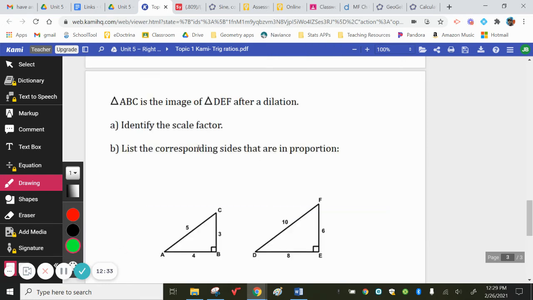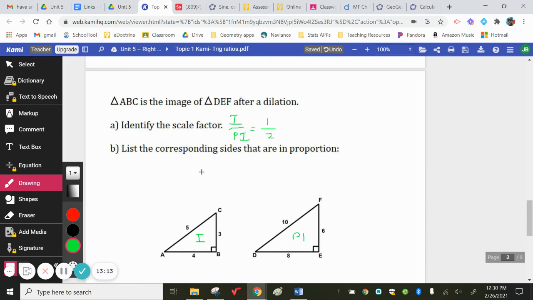So in this example, it says triangle ABC is the image of triangle DEF after a dilation. If ABC is the image of triangle DEF, that means triangle DEF was the pre-image, and ABC is the image. And we want to identify the scale factor. Well, the side lengths are going from 6, 8, and 10 to 3, 4, and 5, so the scale factor is the ratio of an image length over the pre-image length, which in this case is a 1:2 ratio. So the scale factor would be 1/2.